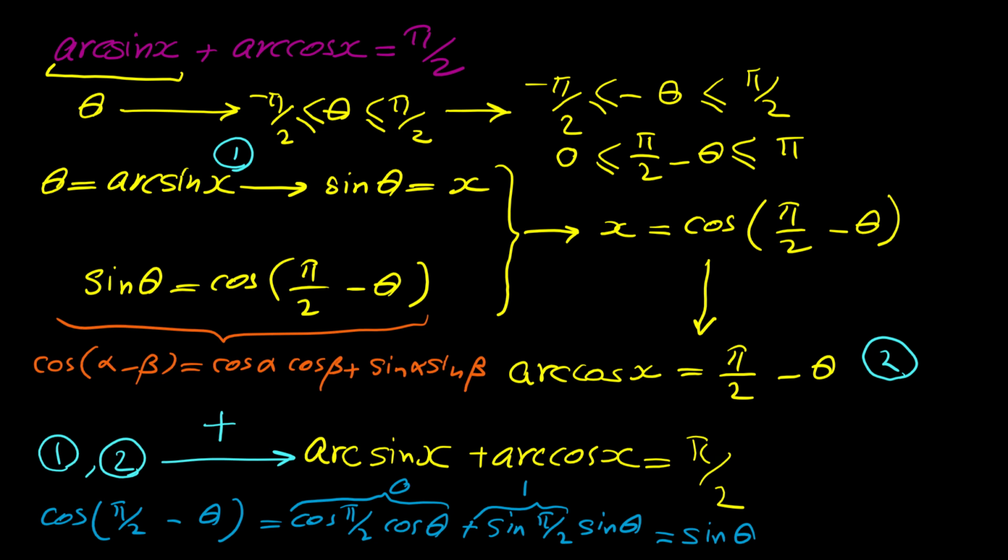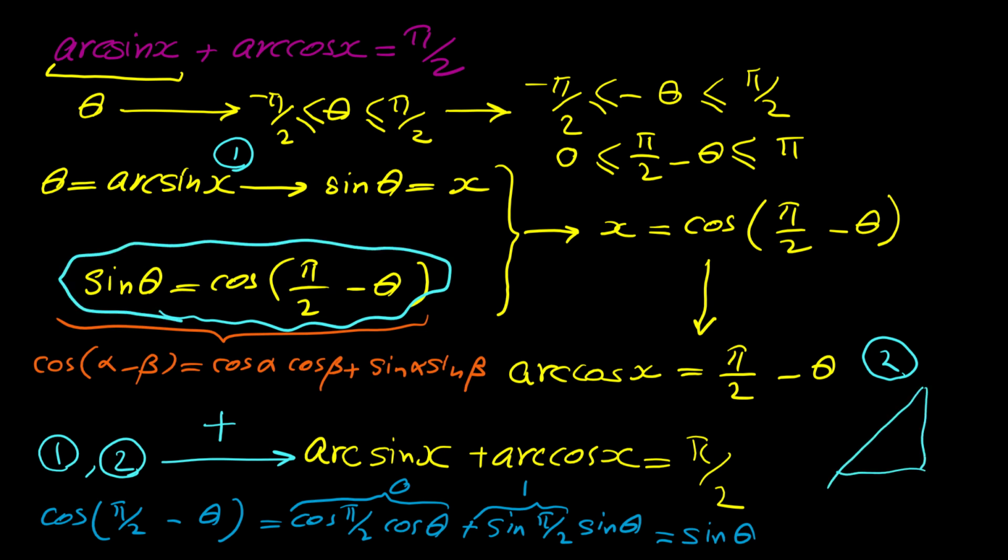In many textbooks or in many other videos, you can see that for the proof of this relation, they draw a triangle like this, and they put a theta, for example, here, and they say if here is theta, here is pi over 2 minus theta, which makes sense, because if this is a right triangle and this angle is theta, the other angle is pi over 2 minus theta.